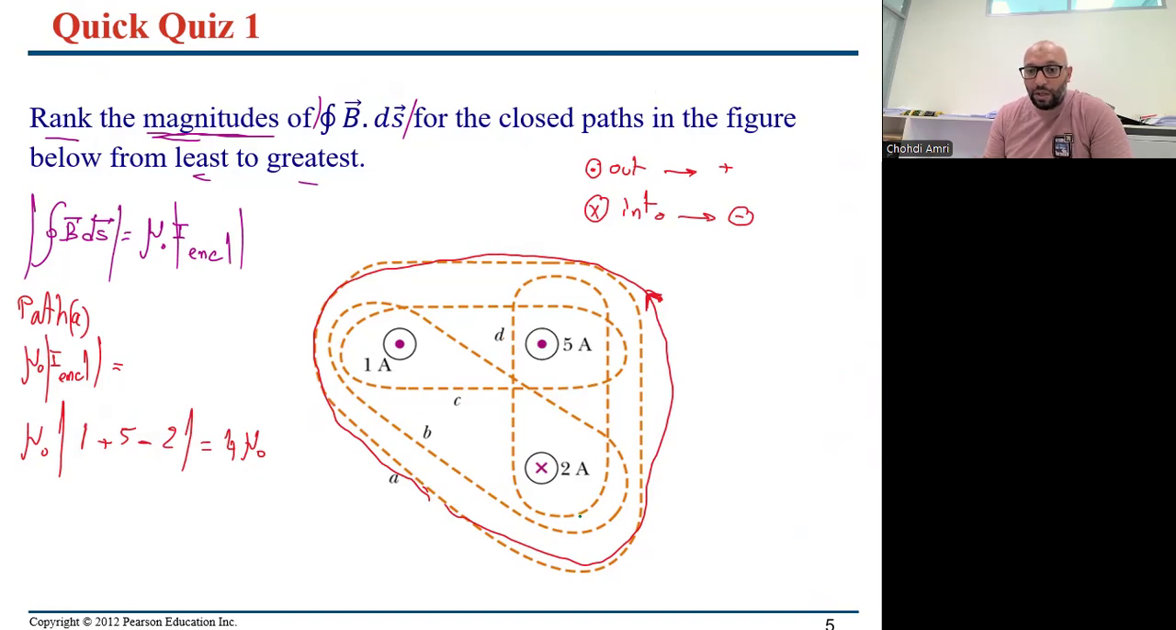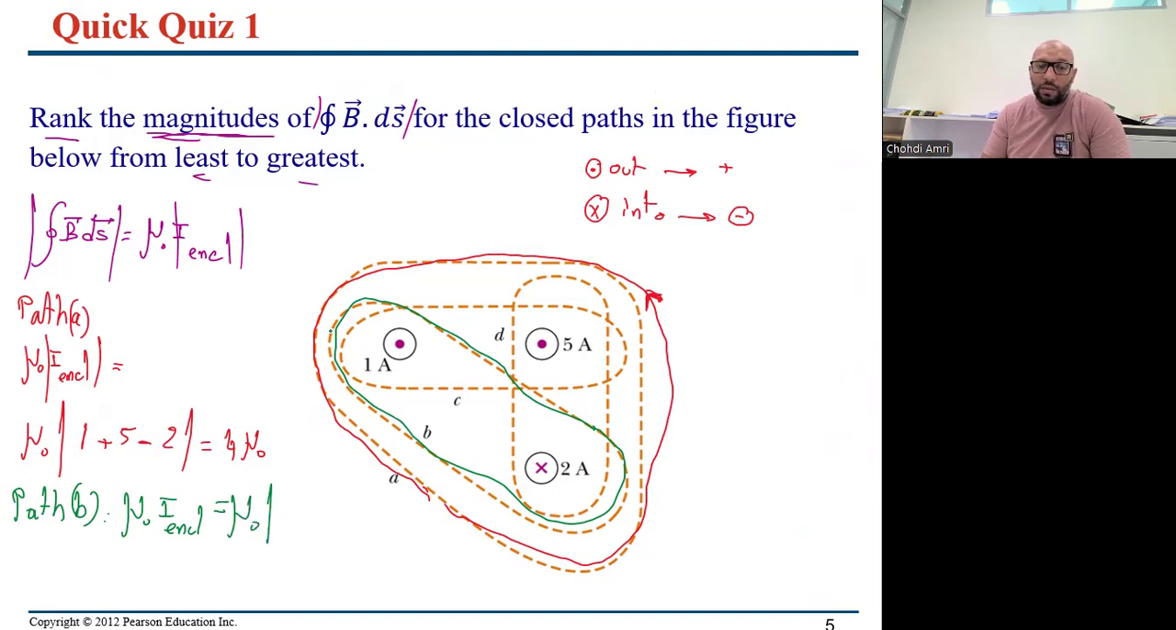Path B is enclosing the current 1 ampere out of the page and 2 amperes into the page. So we can say that for path B, mu naught I enclosed equals mu naught multiplied by the absolute value, because he's asking about magnitude, of 1 out of the page and 2 into the page, so it's minus 2. 1 minus 2 is minus 1, absolute value, so it's going to be mu naught only. Path C.